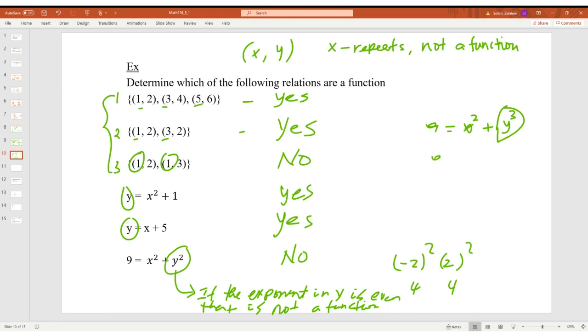Let me show you. If this is y to the power 4, this is not a function. This is a function. Yeah, it's a little bit tricky, but all you have to do is look at the y, and it cannot have exponent which is even degree. Even like 2, 4, 6, 8, and continues. Okay, that's how you identify if the given relation is a function.